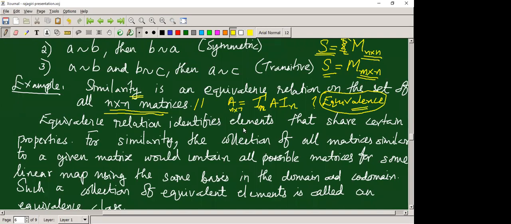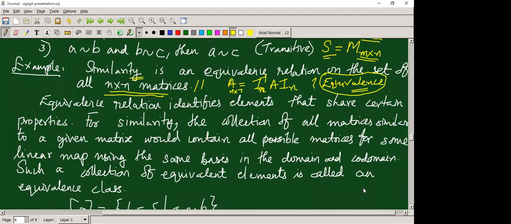Equivalence relation identifies elements that share certain properties. So that is the importance of equivalence relation. For similarity, the collection of all matrices similar to a given matrix would contain all possible matrices for some linear map using the same basis in the domain and codomain. Such a collection of equivalent elements is called an equivalence class.